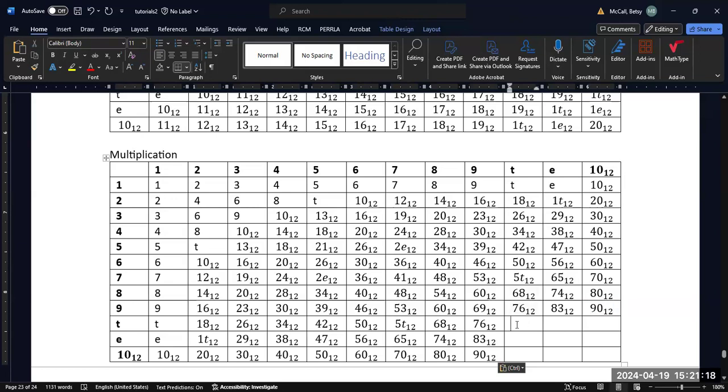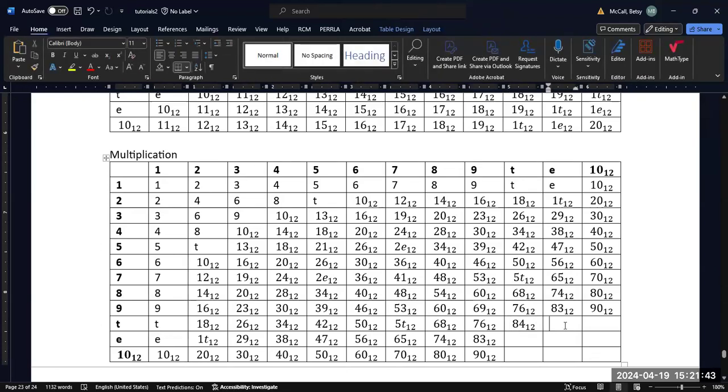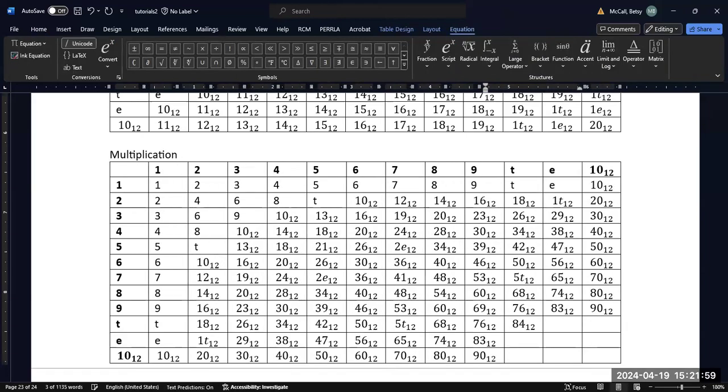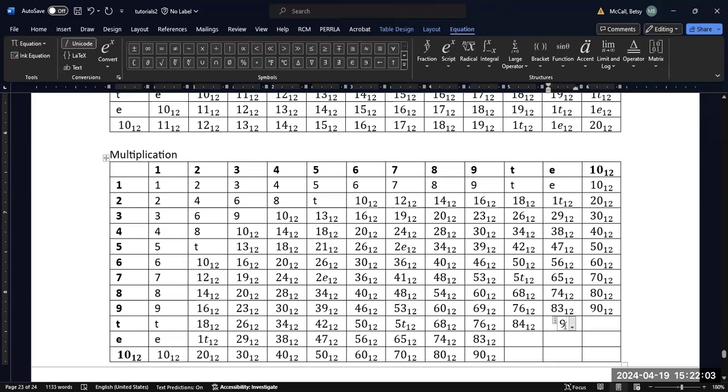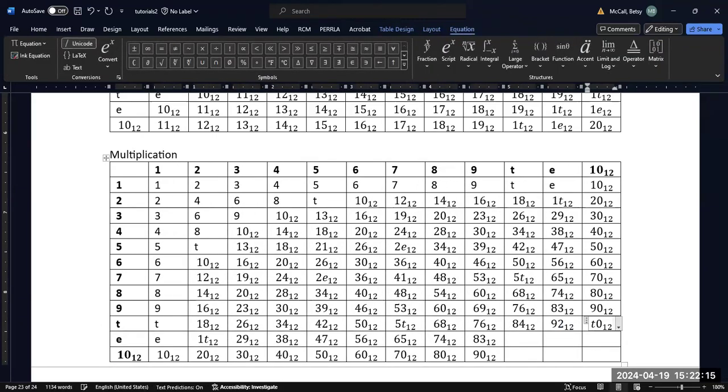Ten times 10 is 100 in base 10, but how many times does that divide by 12? Well, it divides 8 times by 12 because 8 times 12 is 96, so that leaves 4 left over. And then if I add 10 more, 110 divided by 12 is 9. And then I believe there's 2 left over because 9 times 12 is 108. And then I get T0 because it's 10 times 12.